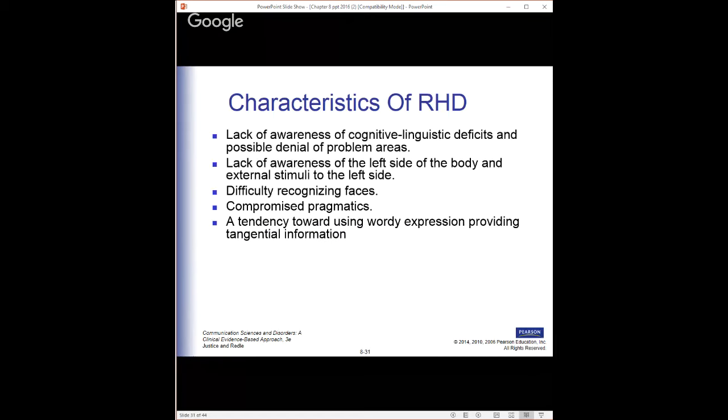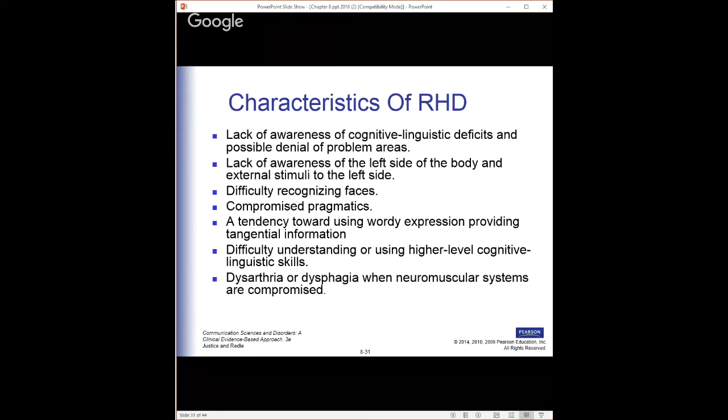A tendency toward using wordy expression, providing tangential information. A difficulty understanding or using higher level cognitive and linguistic skills, such as problem solving or abstract thought. And dysarthria or dysphagia, where neuromuscular systems are compromised.